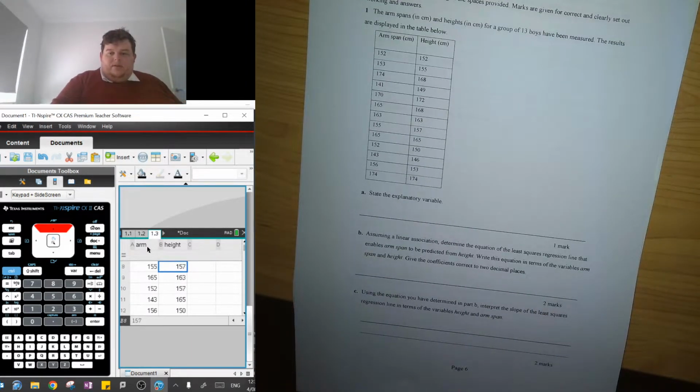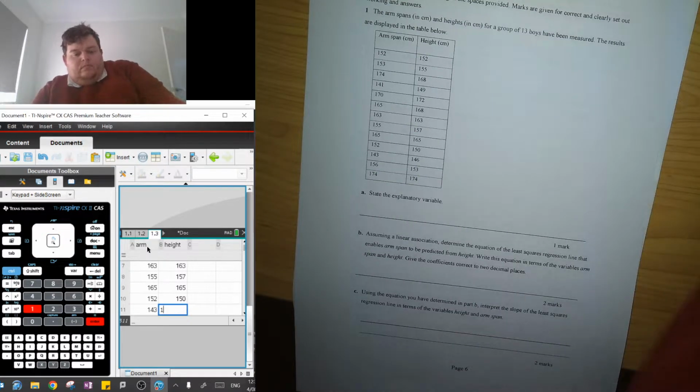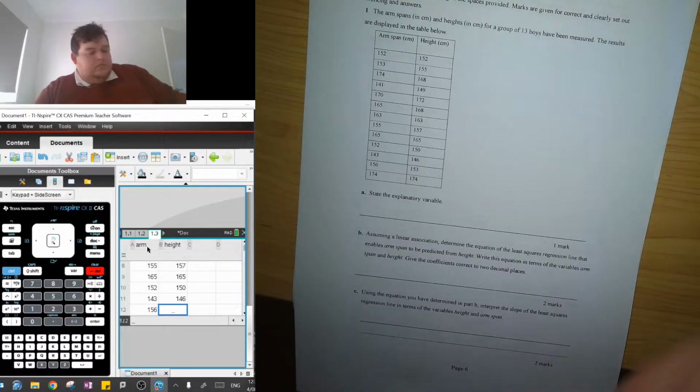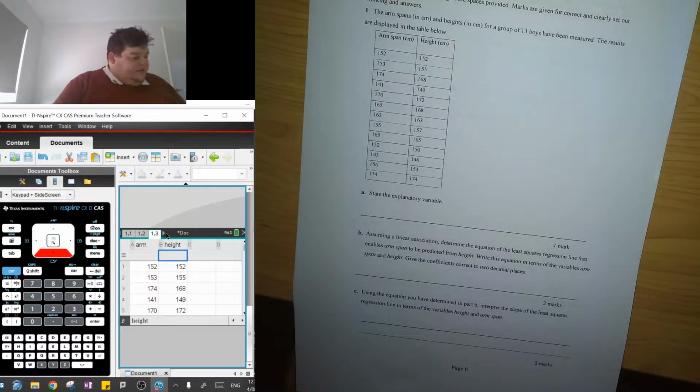Oh, I stuffed up big time there. Must have got confused. What was that up to? 157, 163. This was 165. Okay. There should be equal amounts of data. So that was easy to pick up that I stuffed up. Okay, so I'm going to need that eventually, I assume.